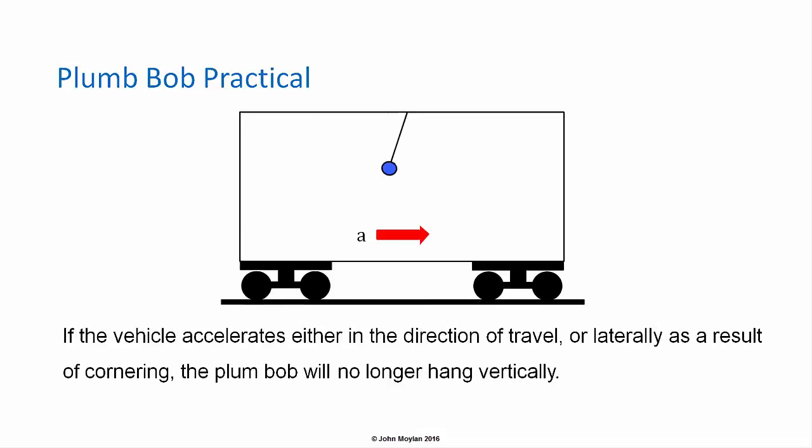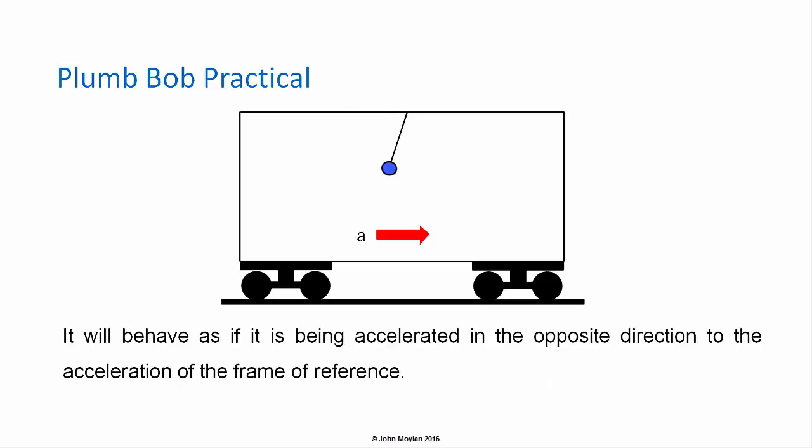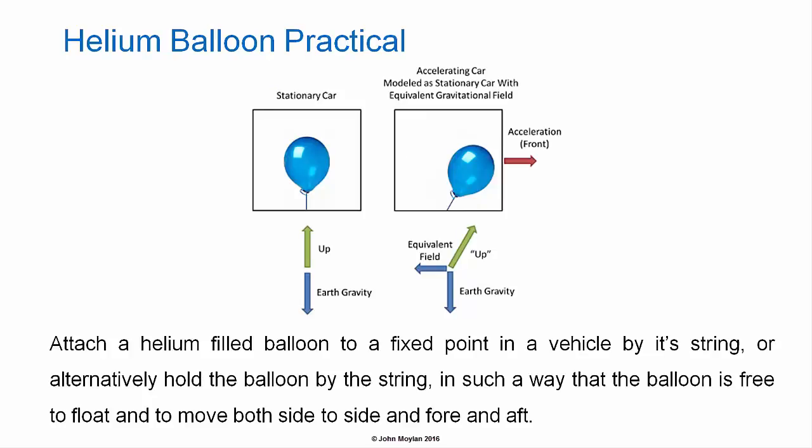If the vehicle accelerates, either in the direction of travel or laterally as a result of cornering, the plumb bob will no longer hang vertically. It will behave as if it is being accelerated in the opposite direction to the acceleration of the frame of reference. A similar experiment can also be carried out with a helium balloon.